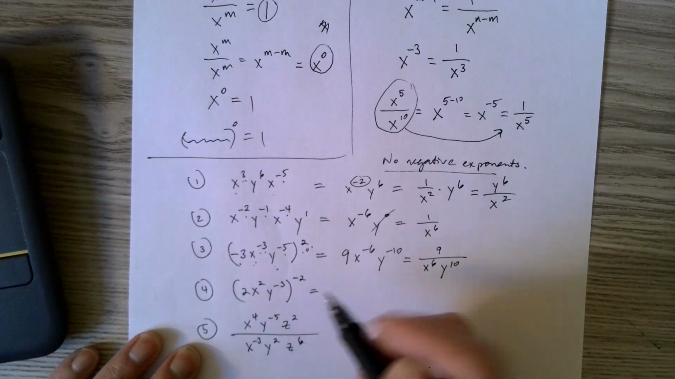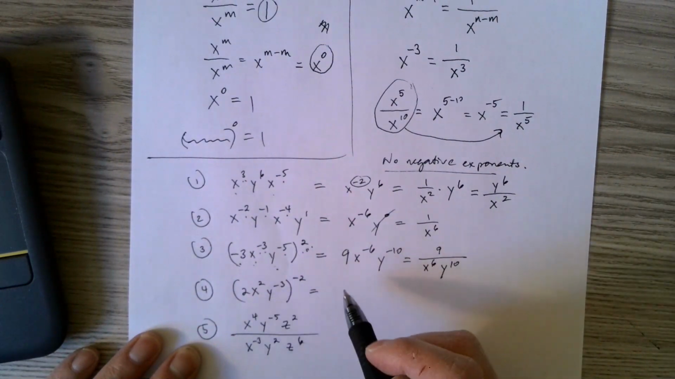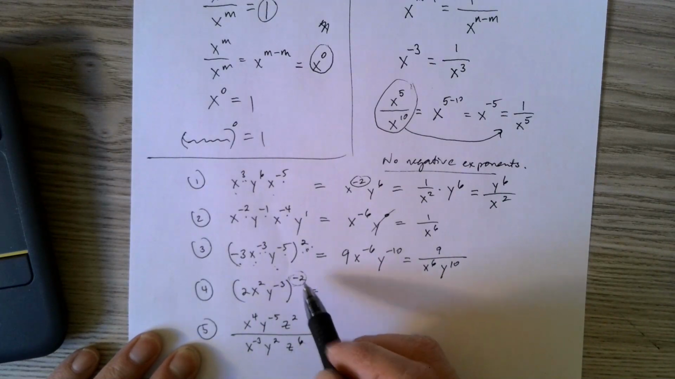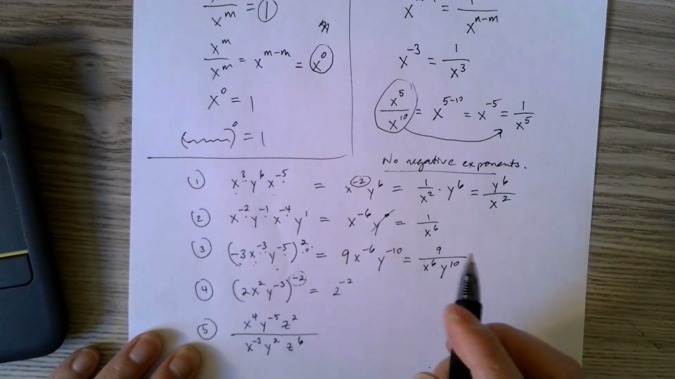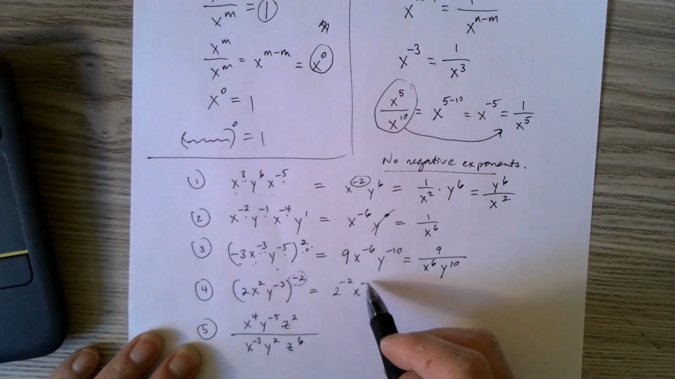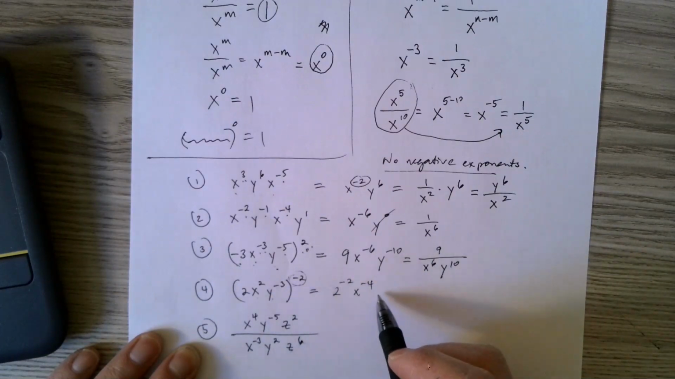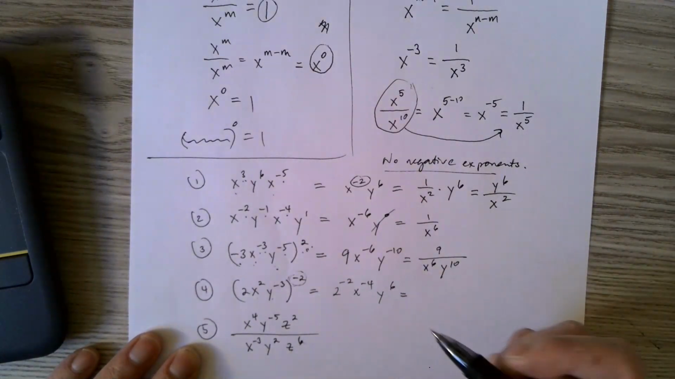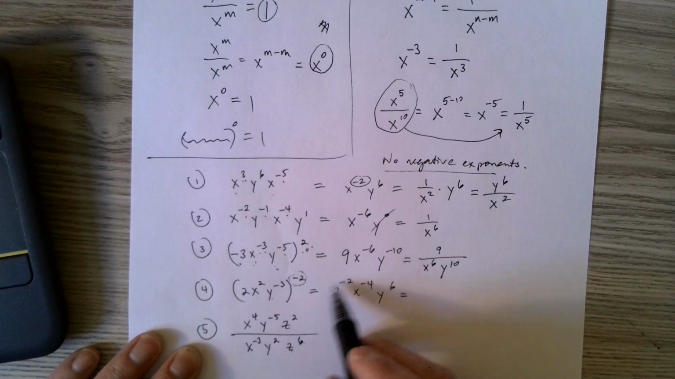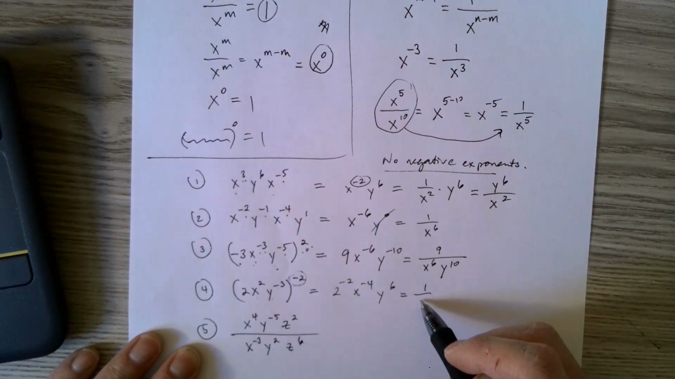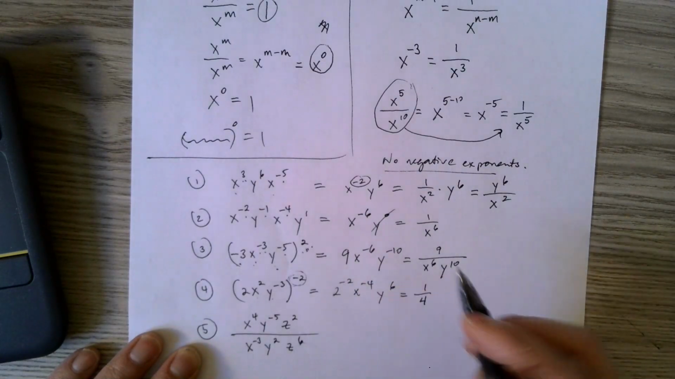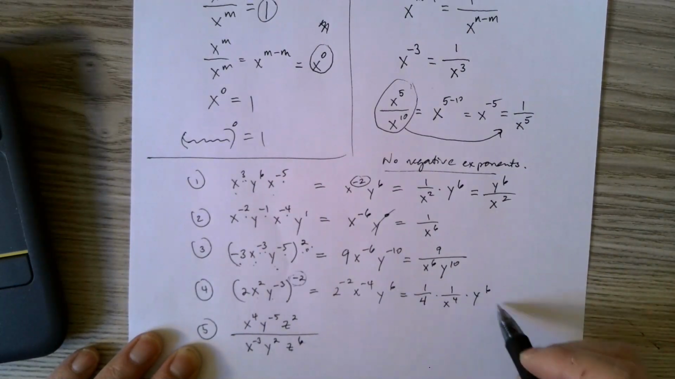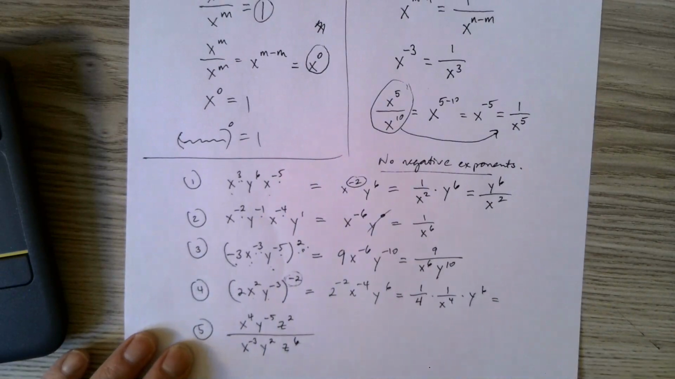Number 4, power of a product again. Careful, the outside exponent is a -2. So 2 to the -2, x to the -4, y to the +6. I can't leave negative exponents, so I keep going. This becomes 1 over 2 squared. This is 1 over x to the 4th. This is just y to the 6th. And then I combine it into one fraction.